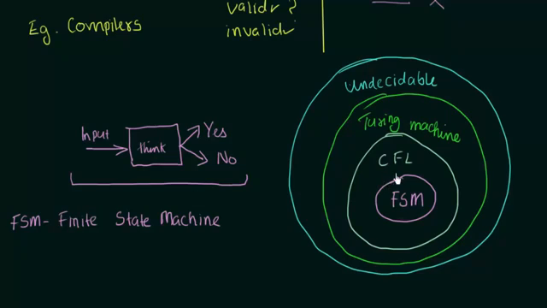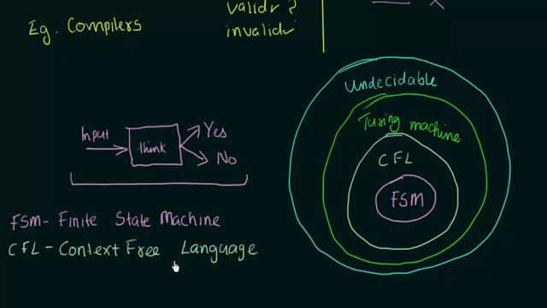And then the next layer we have is CFL. CFL stands for context free language, and CFL is a little more powerful than FSM, and it can perform some higher level computations as compared to finite state machines.